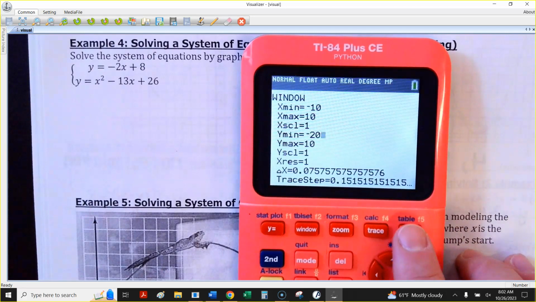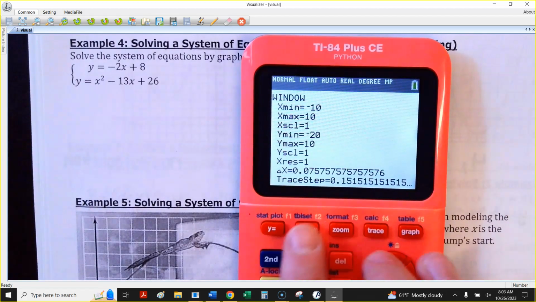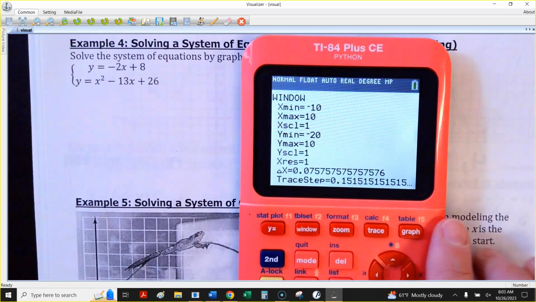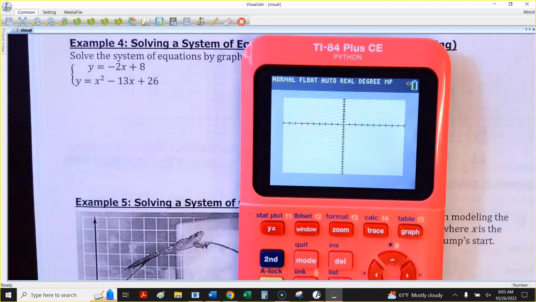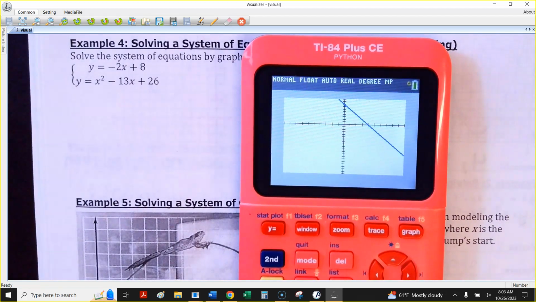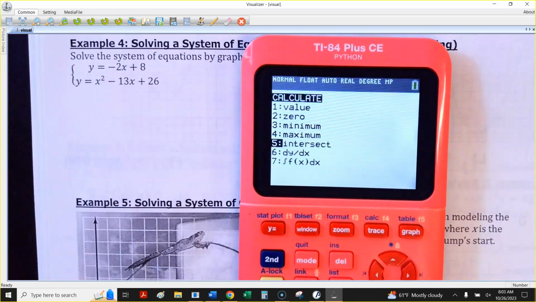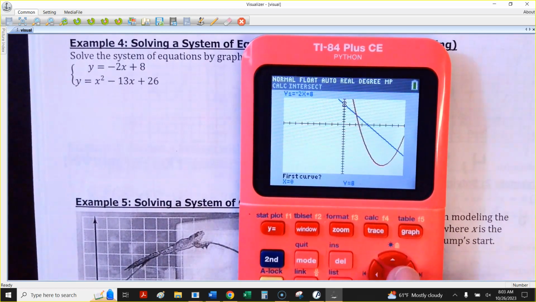So I just changed the y minimum. I just went to window, it's right next to y equals, changed it so the graph will go a little bit lower. Because I've got to make sure that I can see the intersections on the screen. So once I did that, I can see both of them. You're just going to hit second trace, and then you want the intersection. Now, again, just use the left and right arrow keys. You don't have to do anything really hard here. Just move the arrow as close as you can, it doesn't have to be right on top of it, but as close as you can.